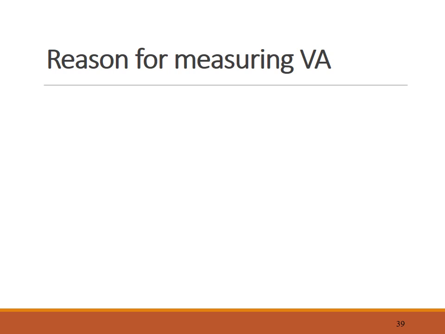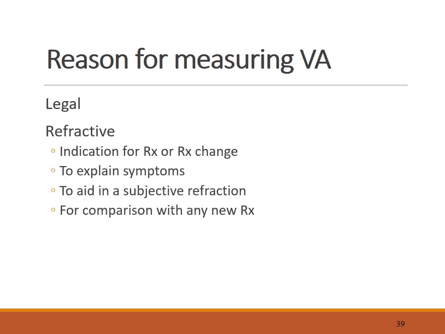Why do we need to measure visual acuity? One of the reasons is legal, because some conditions require a visual acuity assessment. Other than that is the refractive reason, which is the indication for the Rx or Rx changes. Sometimes we can use the visual acuity finding to explain the symptoms to the patient. It also can be used as an aid in subjective refraction and for comparison with any new Rx of the patient.